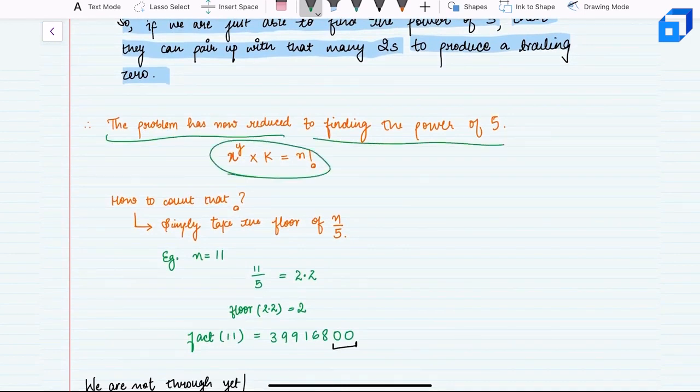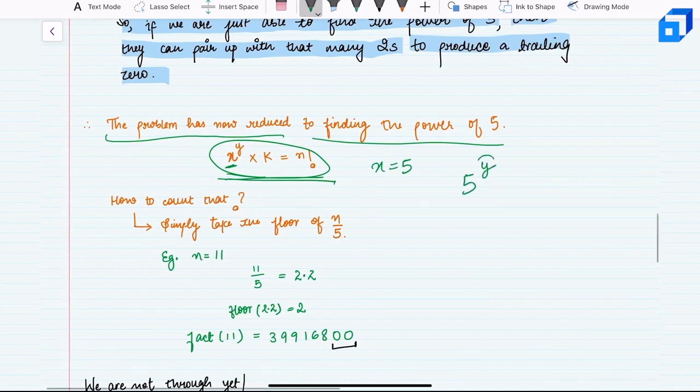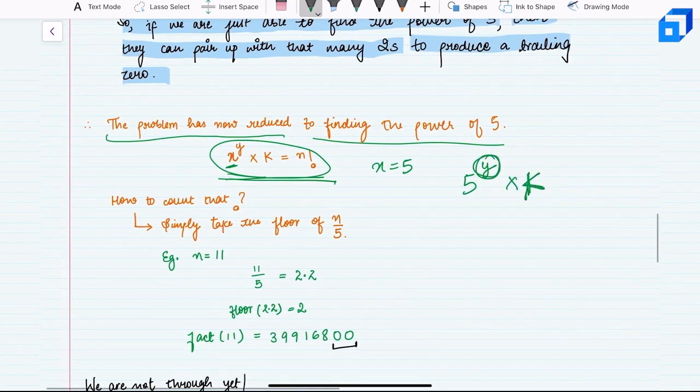So this is a generalized equation. If we want to find the power of any number, then we can apply this formula. Here our x is equal to 5. So here we are trying to find the power of 5, and let the remaining number be whatever, which when multiplied with the power of 5 gives us factorial n. So how can we calculate the number of 5s? For that purpose, we can simply take the floor of n by 5.